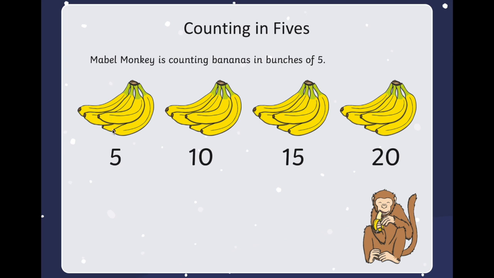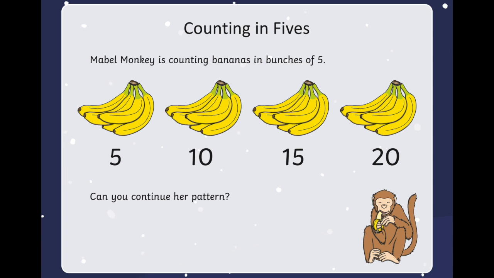1, 2, 3, 4, 5, 6, 7, 8, 9, 10, 11, 12, 13, 14, 15, 16, 17, 18, 19, 20. Wow, that was a lot of counting. I am tired. It is so much easier to count by fives. Let's count by fives again. 5 bananas, 10 bananas, 15 bananas, 20 bananas.